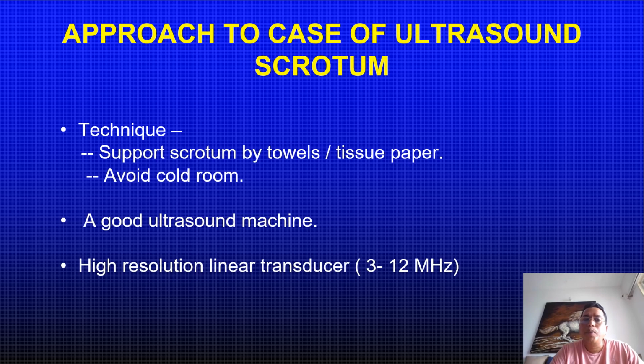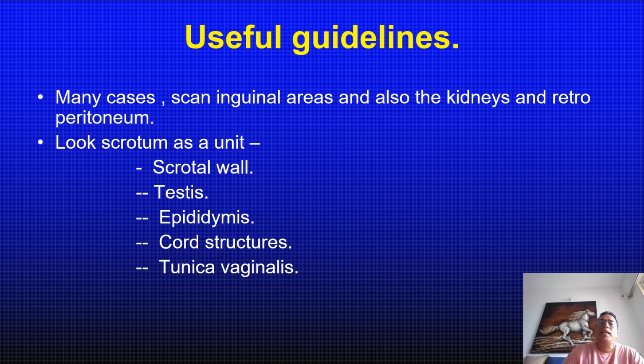Then the second tip is how are you going to approach your cases? So one is without any doubt you require a good ultrasound machine. You're going to avoid cold rooms and you're always going to use high frequency linear transducers in a range of 3 to 12 megahertz. Then, as I was telling you, always have a habit to also scan inguinal areas, retroperitoneum, and then do a dedicated scrotum ultrasound. Here, your approach should be very simple. Go from outside to inside.